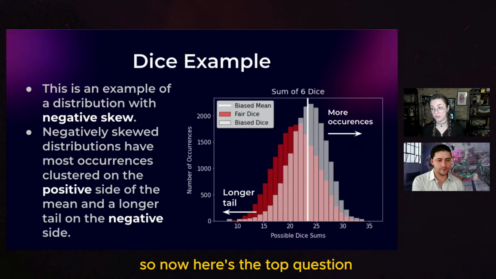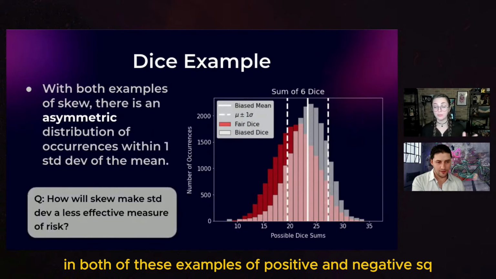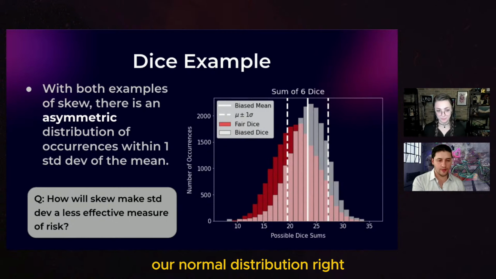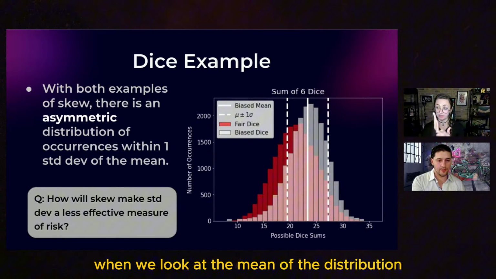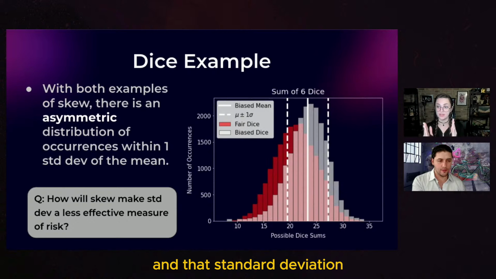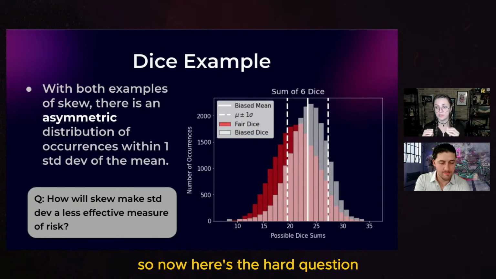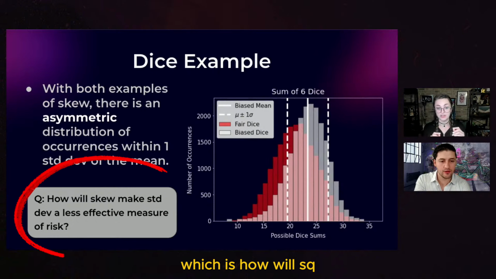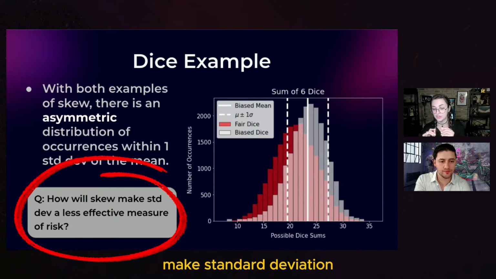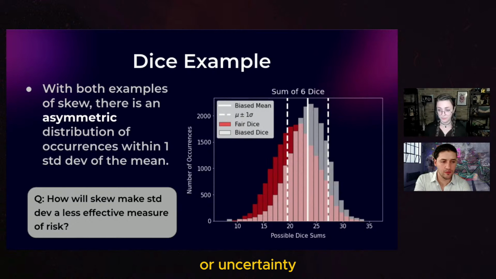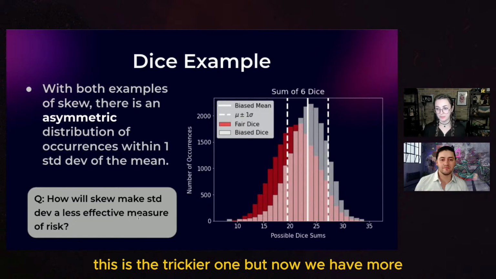So now here's the tough question. In both of these examples of positive and negative skew, we can see that the distribution becomes asymmetric compared to our normal distribution, right? And when we look at the mean of the distribution and that standard deviation, we don't have a symmetric distribution of occurrences. So here's the hard question: how will skew make standard deviation a less effective measure of risk or uncertainty? This is the trickier one.